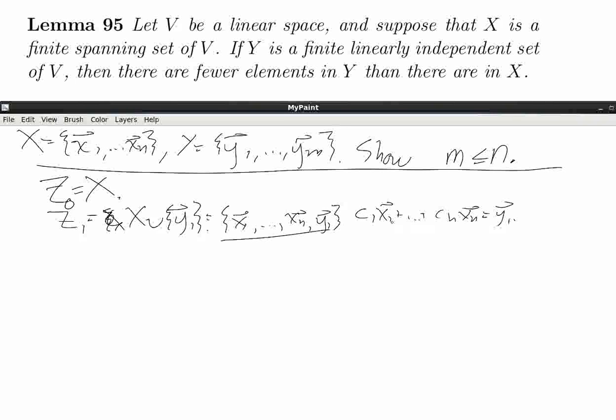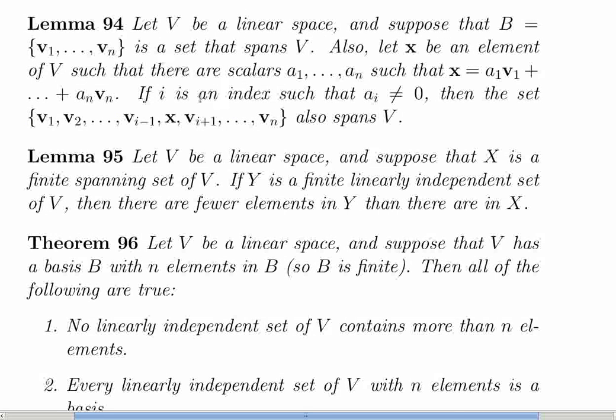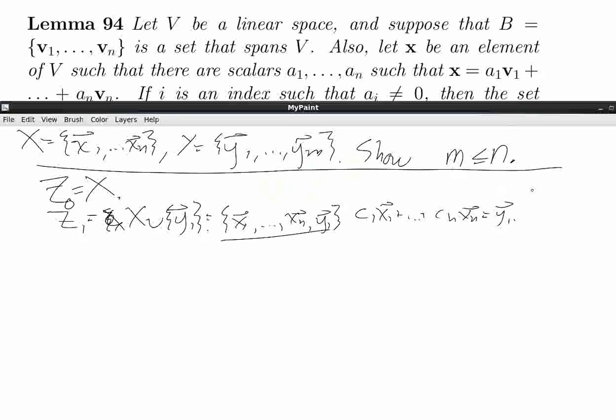So what I can do is use a previous theorem, theorem 94 here, that if you have something that is a linear combination of a bunch of these v's, you can replace one of those non-zero things. So you have to have a non-zero coefficient in order to do that. Replace one of them with the thing on the other side of the equal sign. So what does that mean here? That means that I can replace one of these x's.